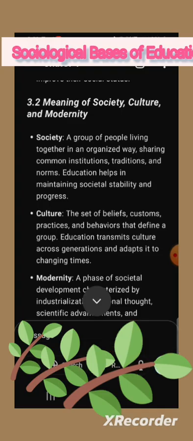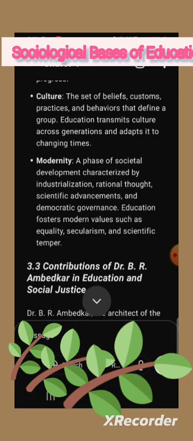Culture. The set of beliefs, customs, practices, and behaviors that define a group. Education transmits culture across generations and adapts it to changing times. Culture is the collection of beliefs, values, customs, traditions, and behaviors that define a group of people. It is passed down from generation to generation through education and socialization.